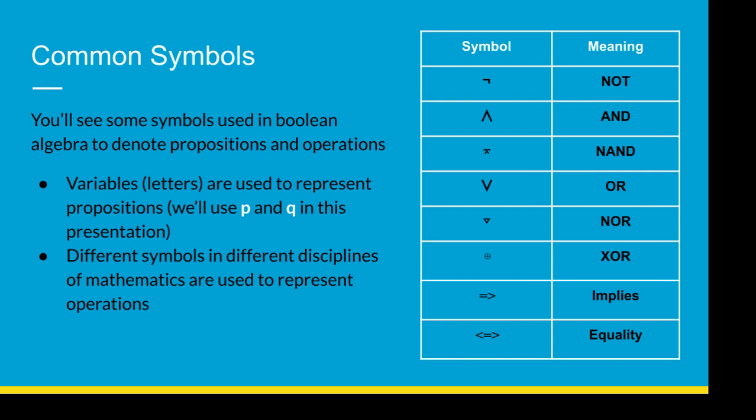So there's a not symbol. The and is, I remember that one's and because it kind of looks like an A. And then not and, one way that's represented is just putting a bar over the top of that caret symbol. Or is the opposite.